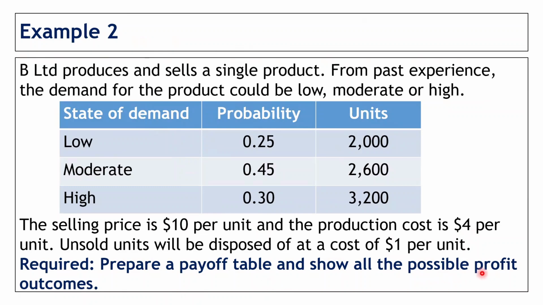The payoff is profit. To calculate the profit, we'll work out total revenue for sales units, total production cost for production units, and disposal cost for unsold units. Unsold units will be the difference between production units and sales units. We'll match the production levels to the demand levels, since logically the company would produce according to the demand levels.